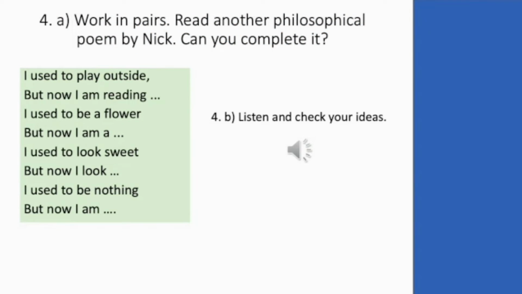Now work in pairs. Read another philosophical poem by Nick. Can you complete it? Let's listen and check your ideas. Unit 1, Lesson 3, Exercise 4B.